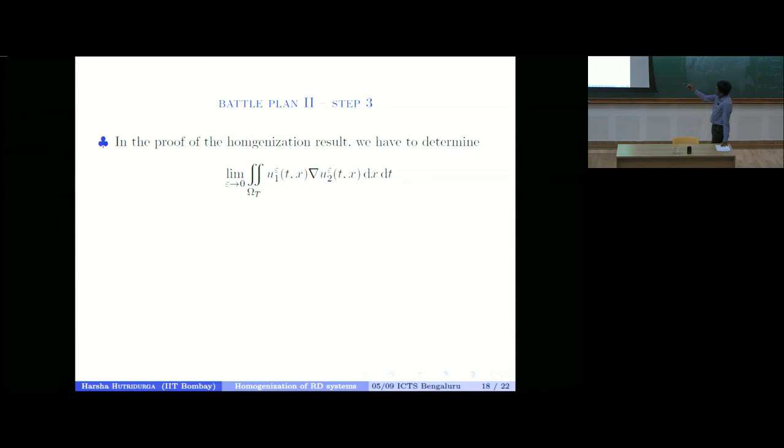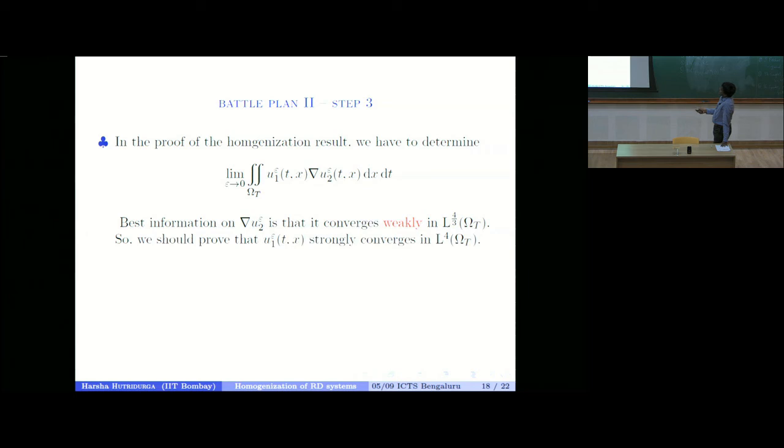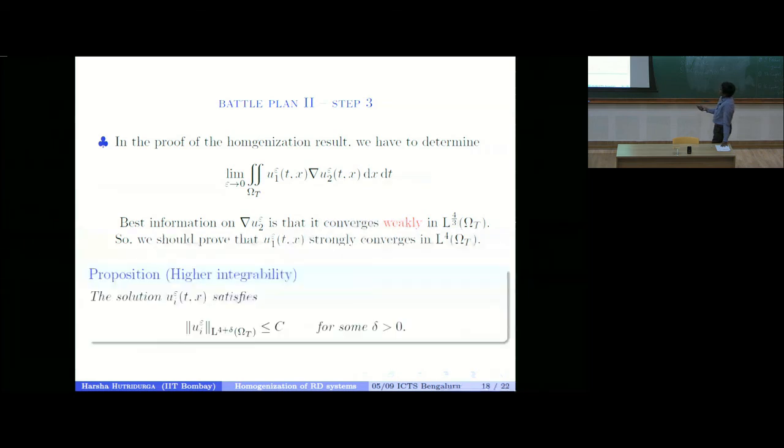And what's the conjugate of that? That's L4. That's why you need to get strong compactness in L4, okay? I hope you believe me. This is the term which dictates that you get L4 strong compactness. So the gradient of U2 epsilon weakly converges in L4/3, so you need U1 epsilon to at least strongly converge in L4, okay? Now, that's why, in order to use the interpolation inequality, you go for higher integrability of your concentrations.